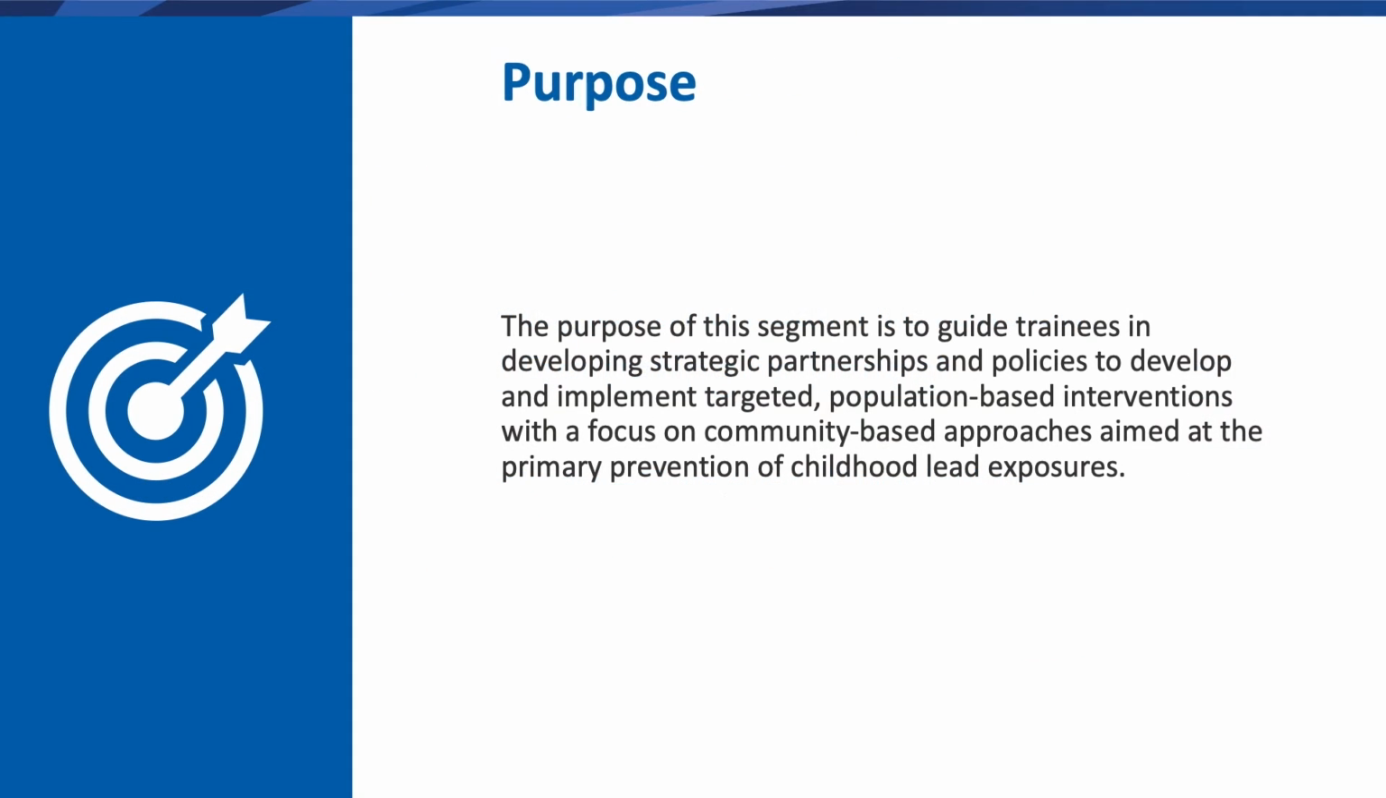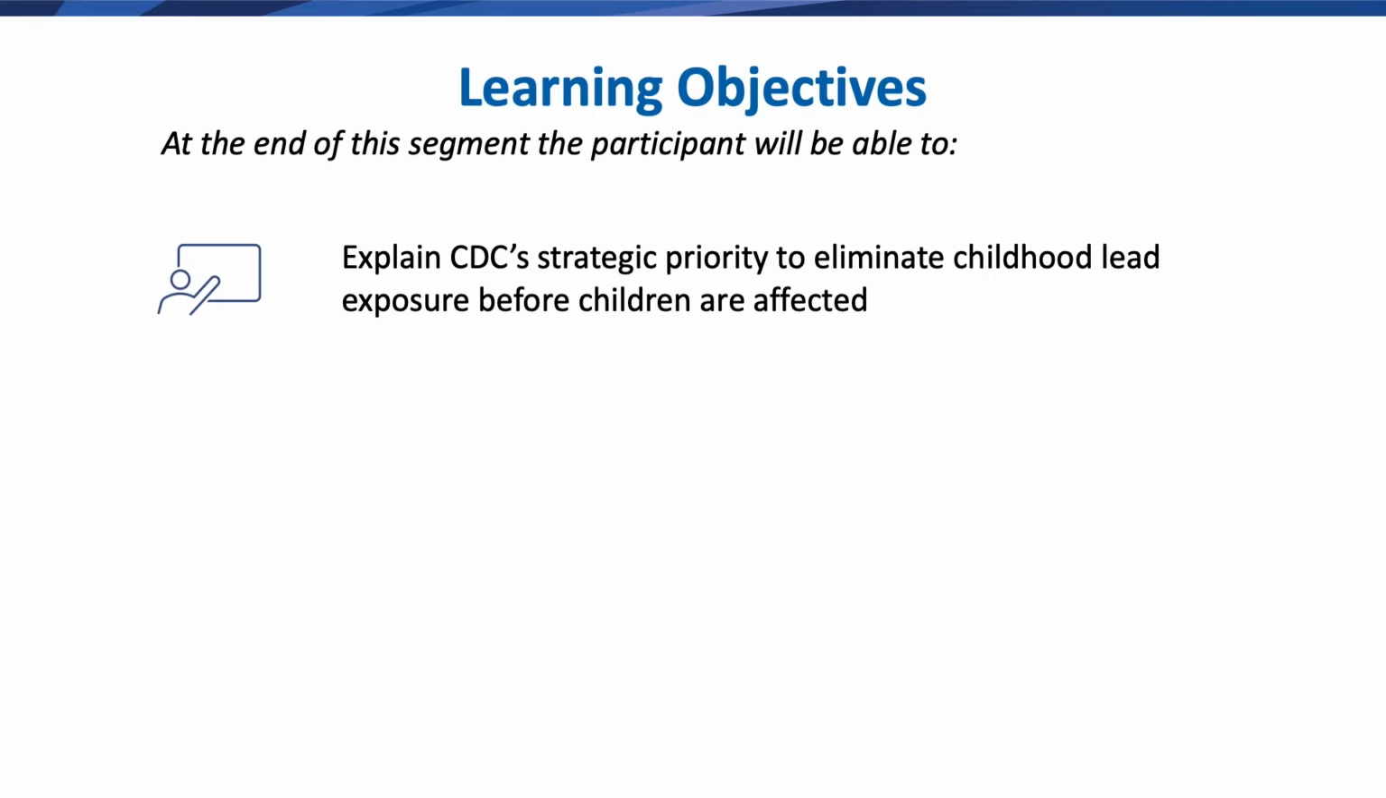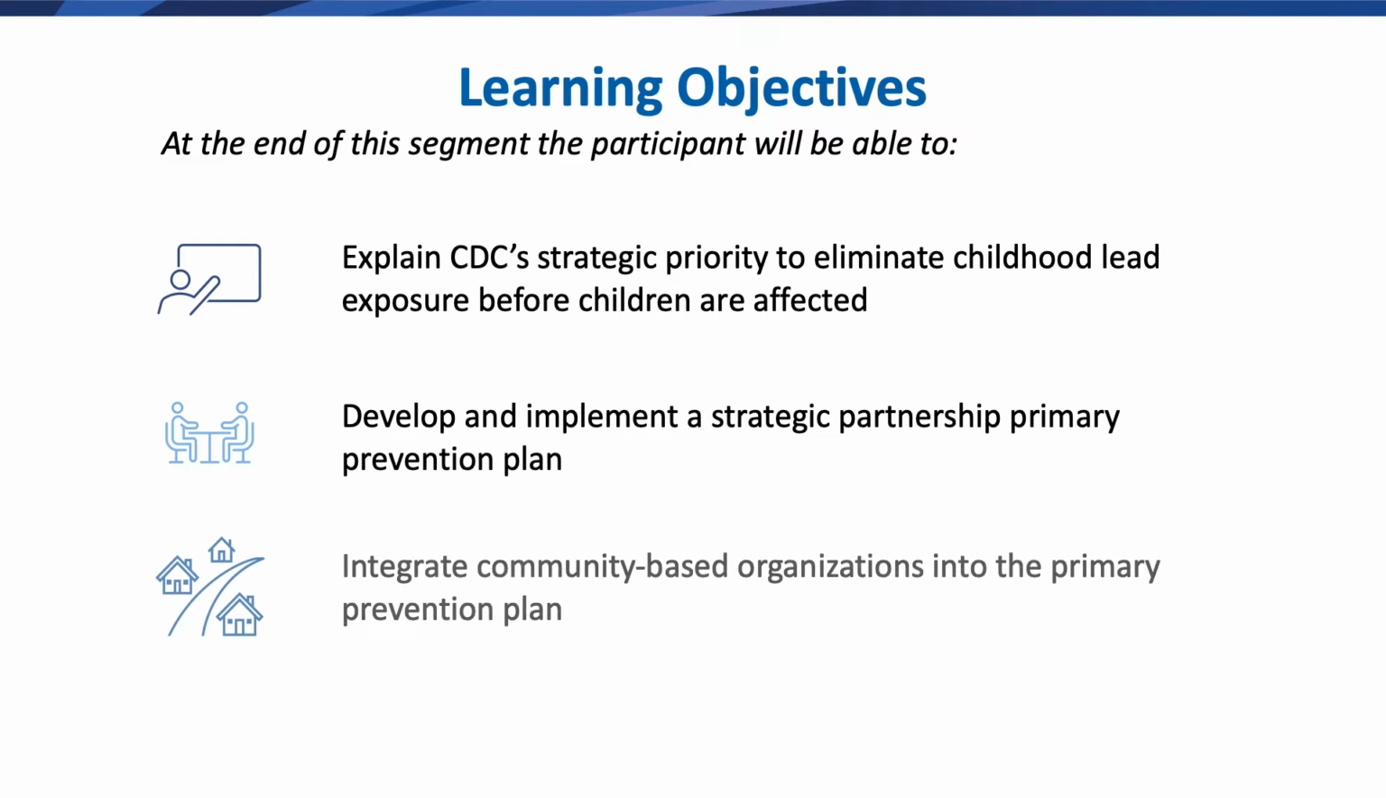The purpose of this segment is to help you develop strategic partnerships and policies and implement targeted population-based interventions that focus on community-based approaches aimed at the primary prevention of lead exposures. At the end of this segment, you should be able to explain CDC's strategic priority to eliminate childhood lead exposure before children are affected. The second objective of this module is to develop and implement a strategic partnership primary prevention plan. And a third objective is to assist with integrating community-based organizations into your primary prevention plan.